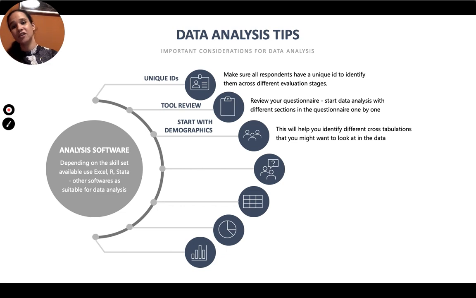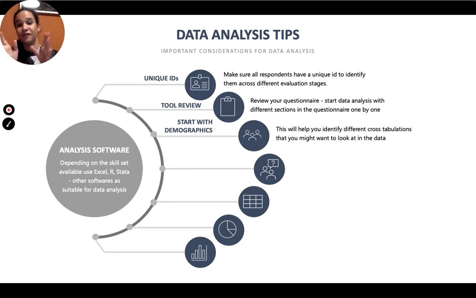Also, a few considerations. We already discussed unique IDs so that you can identify who has participated across the evaluation stages. Definitely look at your tool review and start analysis with different sections. So first you will start analysis with demographic details of students. Then you will look at participation in classrooms of students. So have some structure based on your tools as to what kind of data you're looking at, and bunch them and group them.